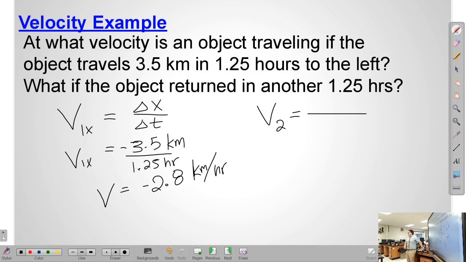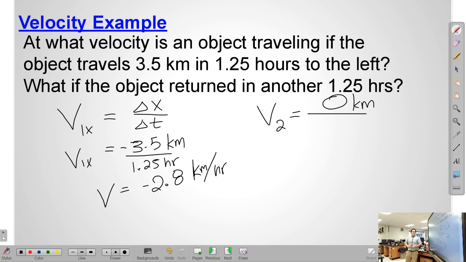Abdul, you ready? All right. I go 3.5 kilometers out. I come back in. What's my displacement? I go 3.5 kilometers, and then I go back. Riley's got it. Riley, what is it? 0. Because I stopped where I started.